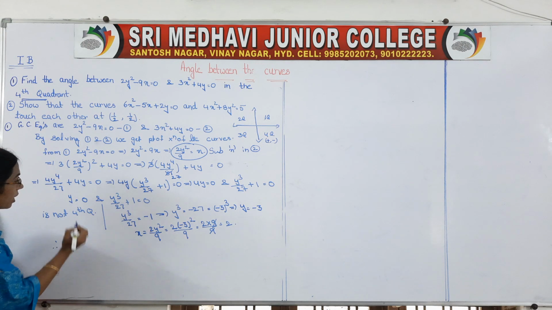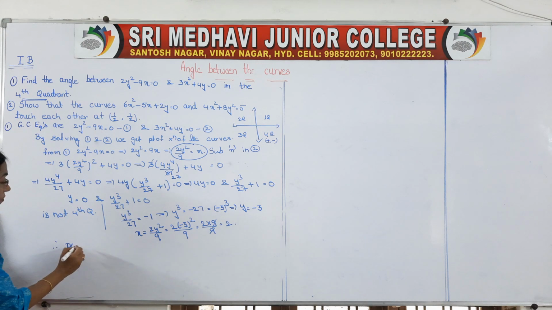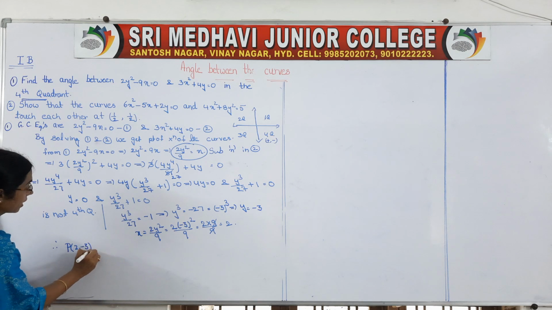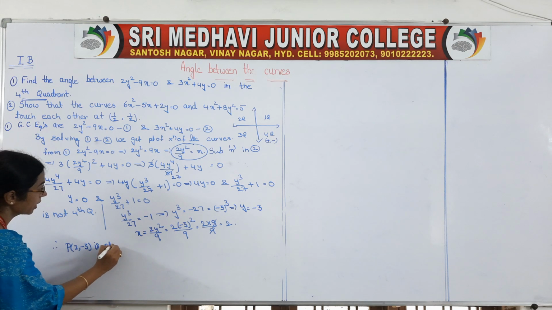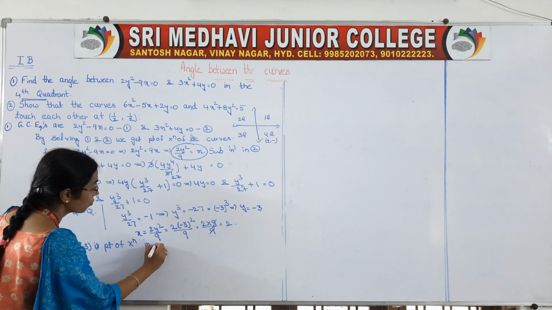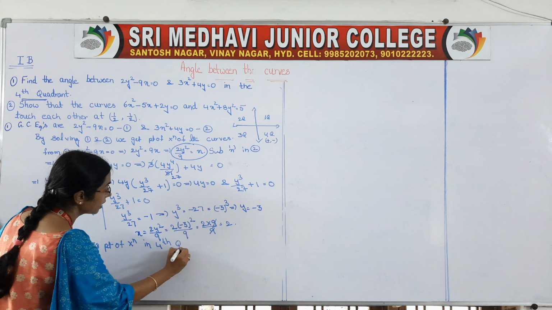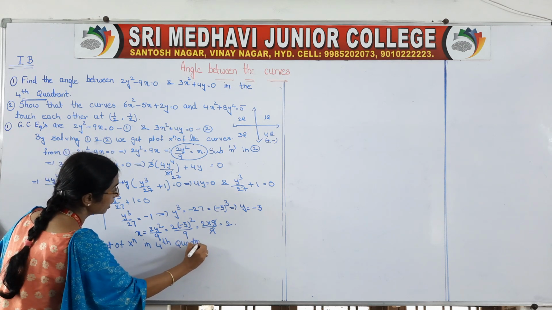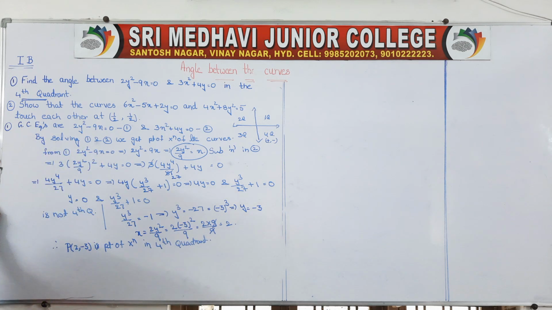Therefore, P, what is your point x comma y? That is 2 comma minus 3, the point of intersection, right? In the fourth quadrant, it is mentioned to find the angle at the fourth quadrant. So we have to find the point of intersection at the fourth quadrant. After that, we have to find the angle. How will we find it? First you take your first curve equation, right?